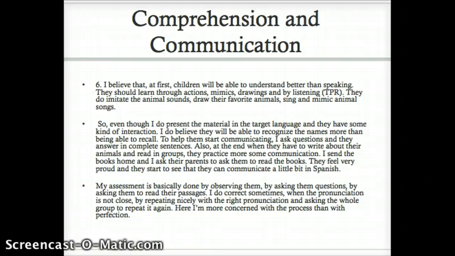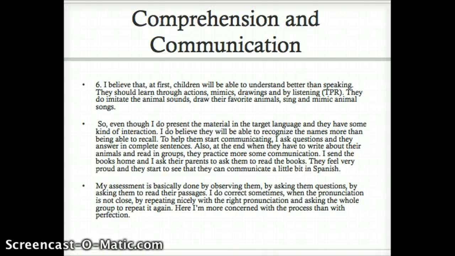They sing, they mimic the animal songs. But I've been trying also to use a little bit more of the communication. So they created a book, they asked each other questions, they sat in a circle and they presented their books. They took the books home and read the books to their parents, and that allowed them to start a little bit with the communication process too.